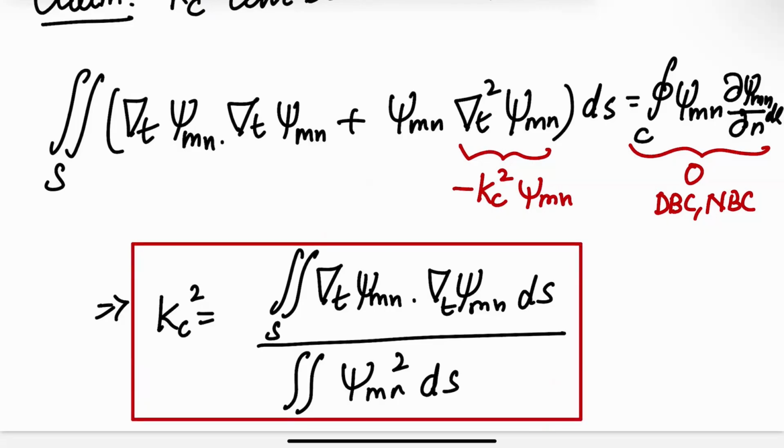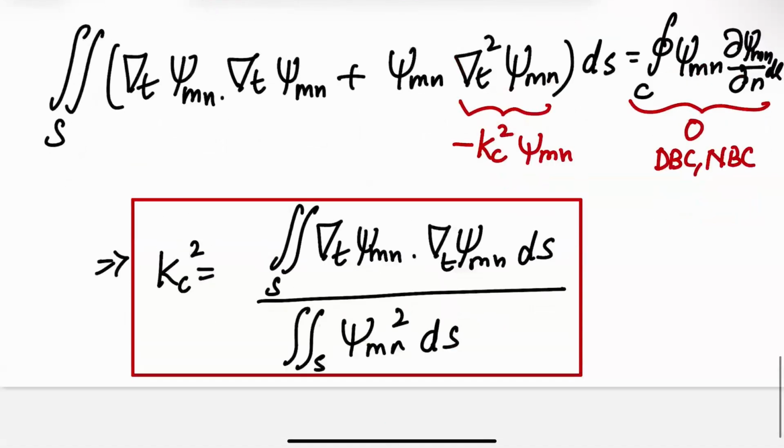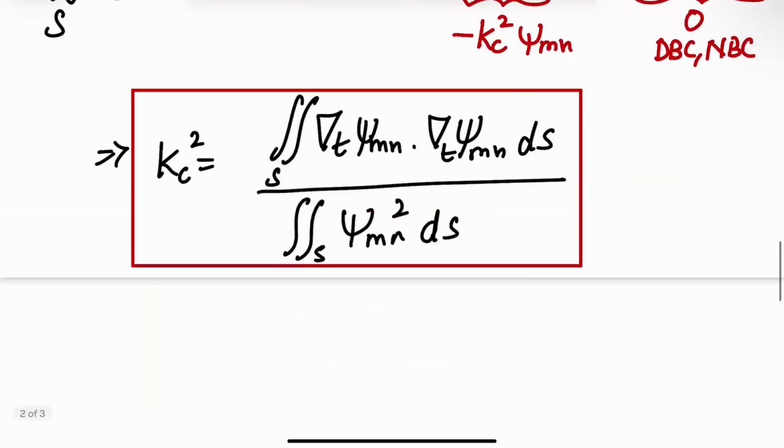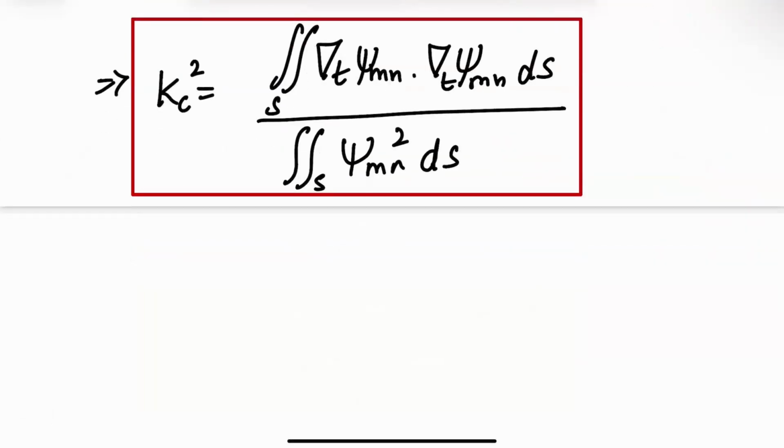Okay, there we go. So given that I know psi, which is the mode profile of the eigenfunction, I can put it into this equation, and that would give me kc squared. This is a nice relationship, but what we really want is to be able to find psi as well. Given a cross-section, can I find psi?